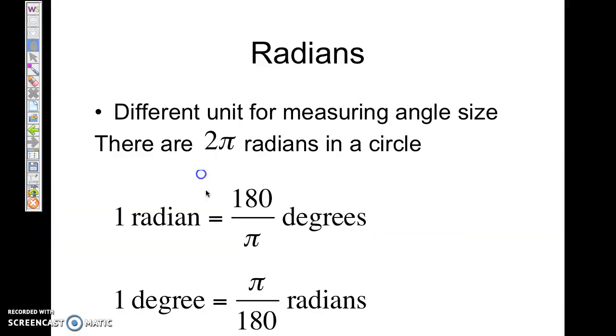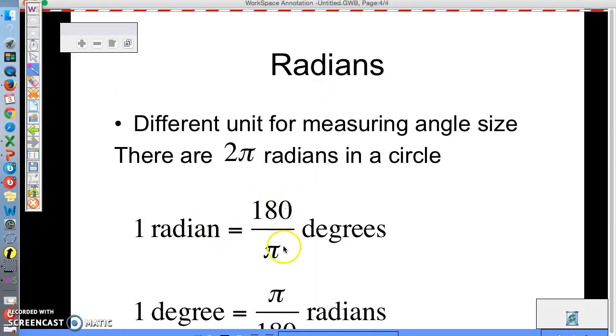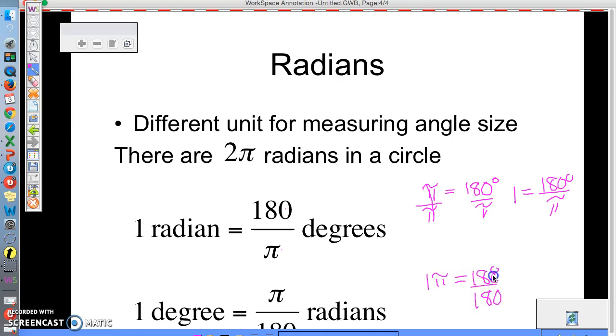So when we take a look at this next screen, how do we convert back and forth? Well, 1 radian is 180 divided by pi, because we know pi equals 180 degrees. So if we divide by pi, 1 radian is 180 degrees divided by pi, and vice versa. If we want to know a degree, we know pi equals 180, so 1 degree is equal to pi over 180.